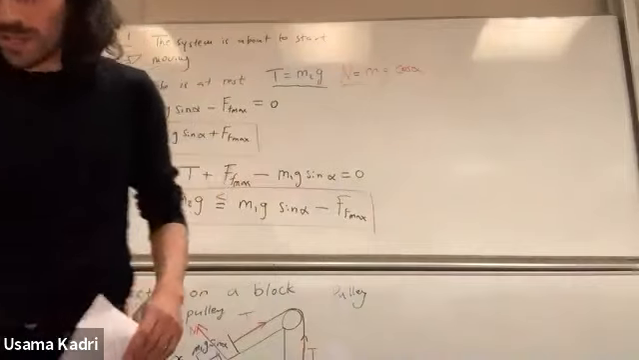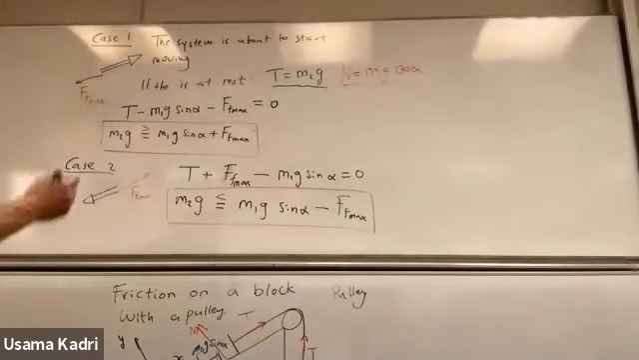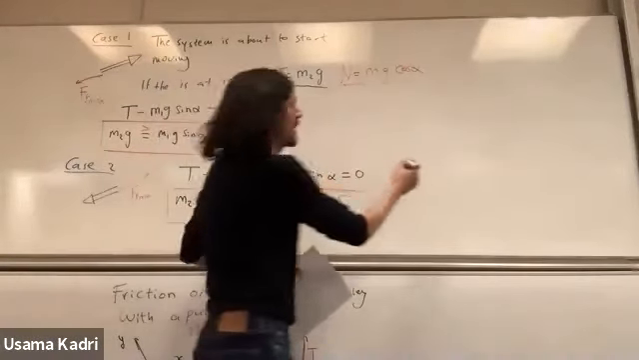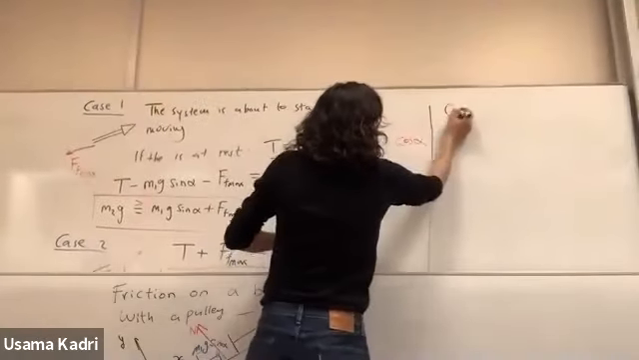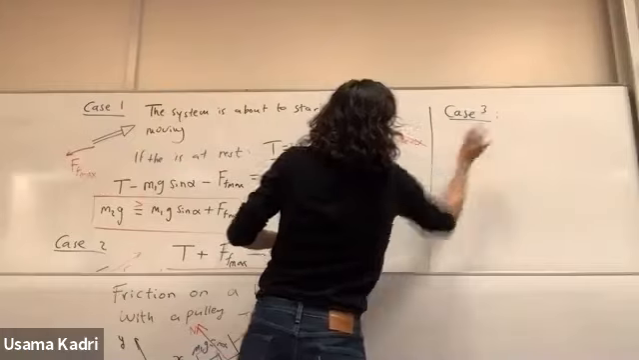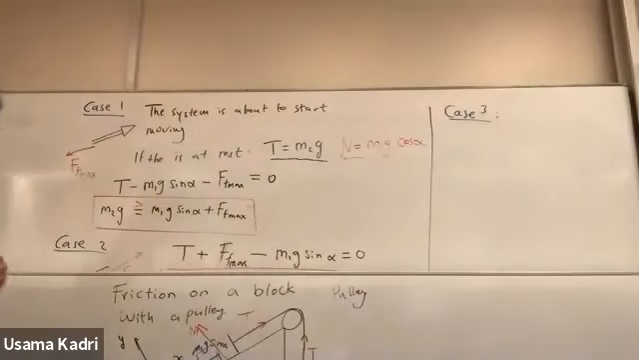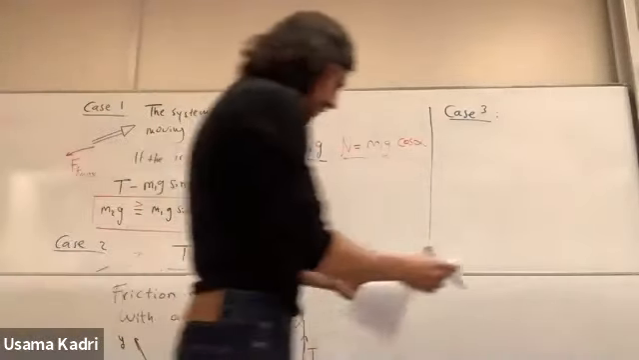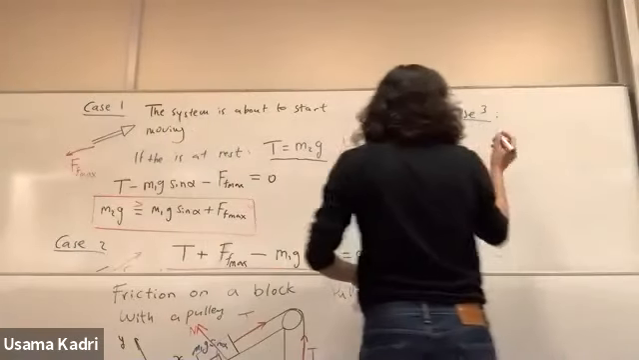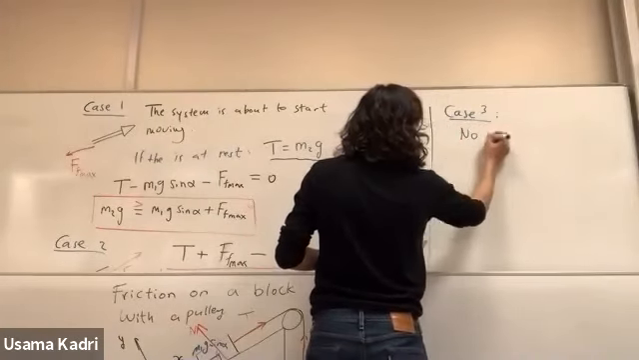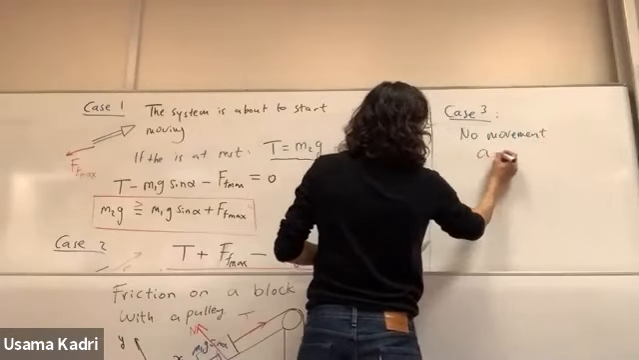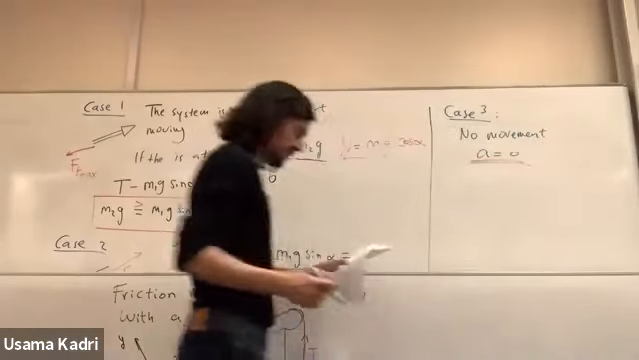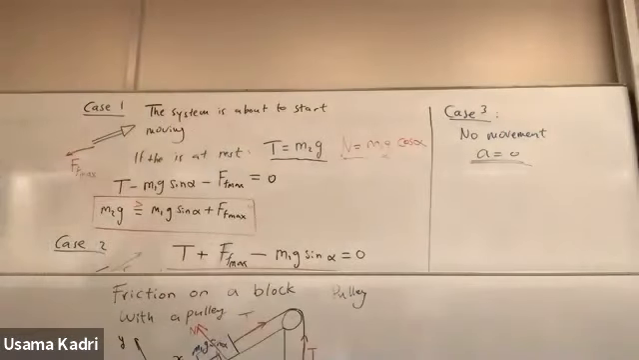Okay, the third case is easy. The third case, I have space for it here. So case 3, that's easy. That's the case where nothing is happening really. It's no movement, which means A equals 0. There's no acceleration in the system.